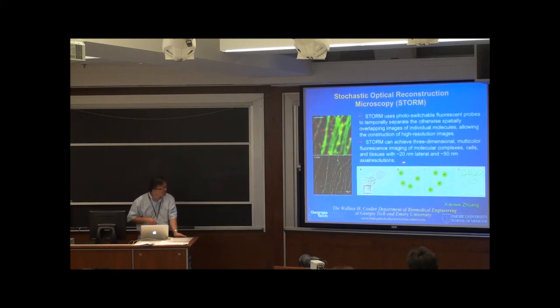Using that, in addition to the machine itself, you will have to use the right dyes to form a pair. I believe initially Xiaowei Zhuang used Cy3 and Cy5. You have to use the right pair of fluorescent dyes in order to get the better spatial resolution in STORM.